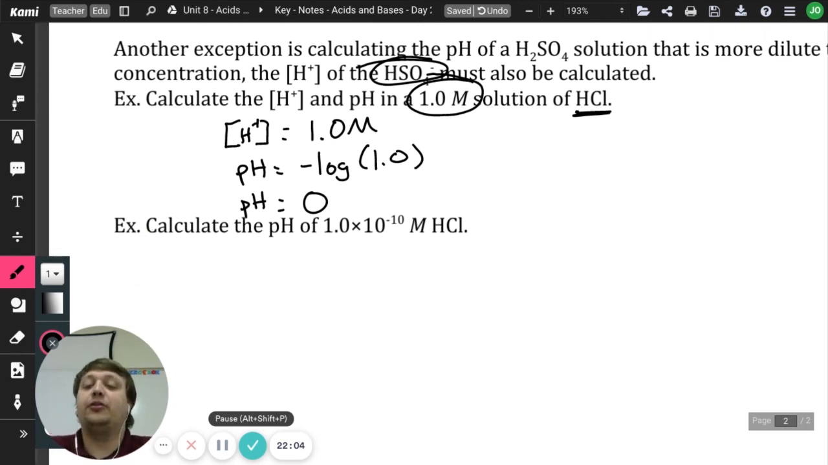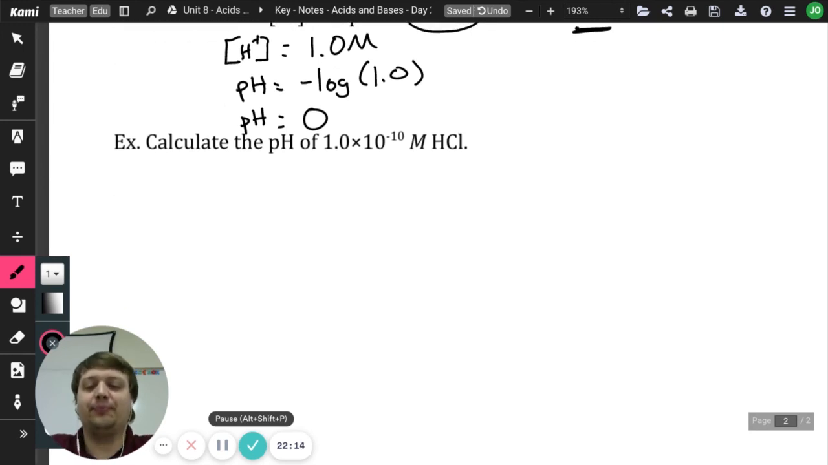Okay, so I want y'all to go ahead and solve this last problem here. After that, we're going to go over it, and then we will be done with this lesson. All right? So pause your video, solve the problem, we'll go over it.